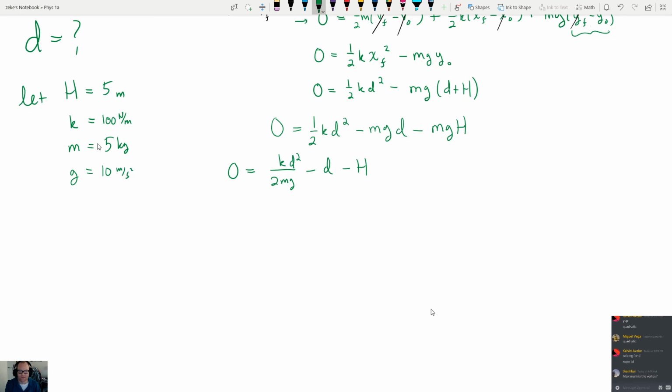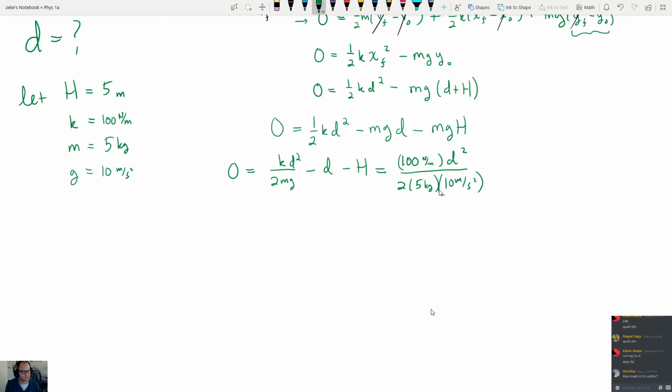I don't know if that'll make the calculation simpler, but if we do that, then our equation will become k is 100. Mass we said was 5. And g we're using 10.